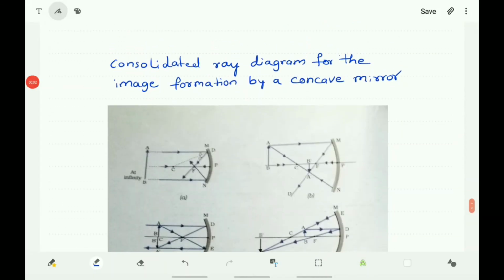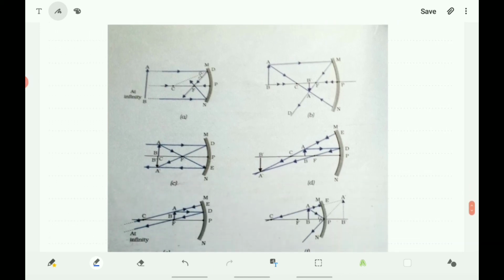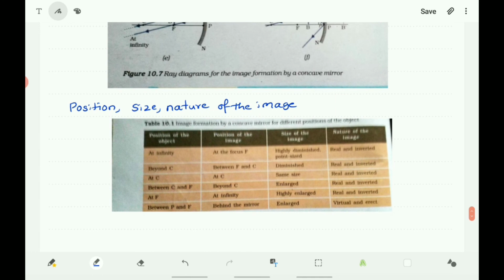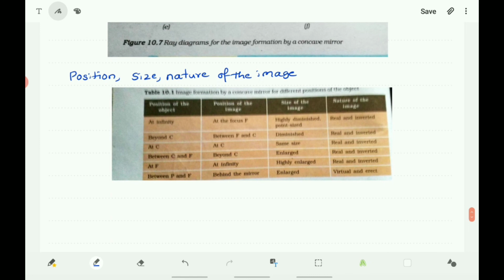See the consolidated ray diagrams for the image formation by a concave mirror. Here the images are there for the objects at different places, and also see the table containing the position, size and nature of the image of the object at different places. These are the nature, size and position of the images through the concave mirror.